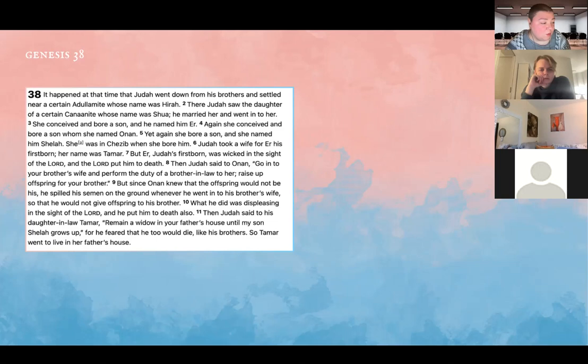But since Onan knew that the offspring would not be his, he spilled his semen on the ground whenever he went into his brother's wife, so that he would not give offspring to his brother. What he did was displeasing in the sight of the Lord, and he put him to death also. Then Judah said to his daughter-in-law Tamar, "Remain a widow in your father's house until my son Shelah grows up," for he feared that he, too, would die, like his brothers. So Tamar went to live in her father's house.